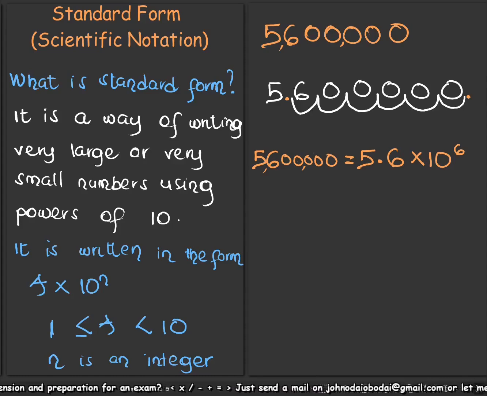You get it? So our 5,600,000 here has become 5.6 times 10 to the power 6. You get it? As simple as that. Let's look at another bigger number.